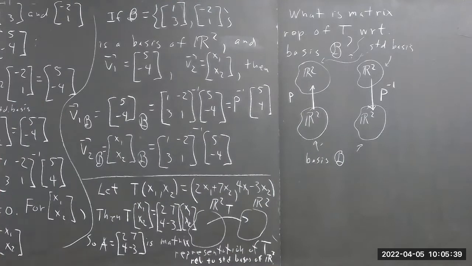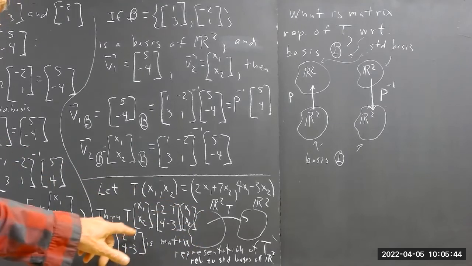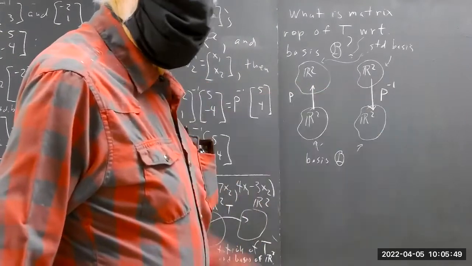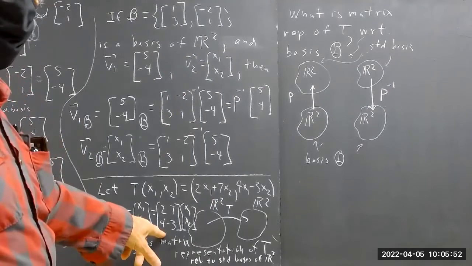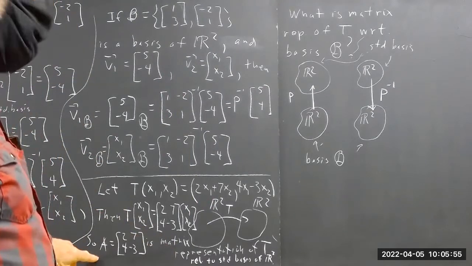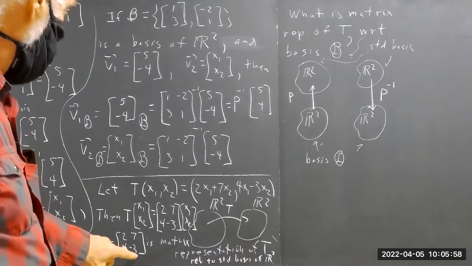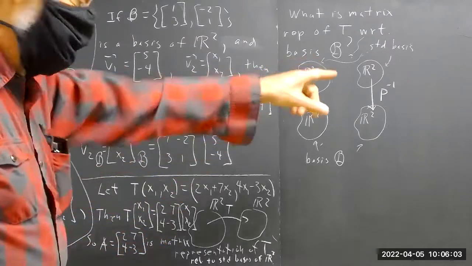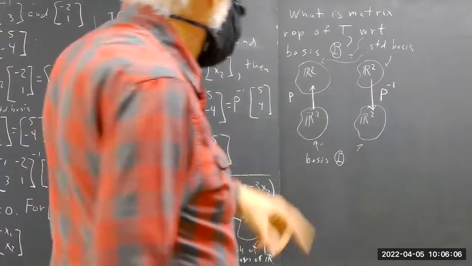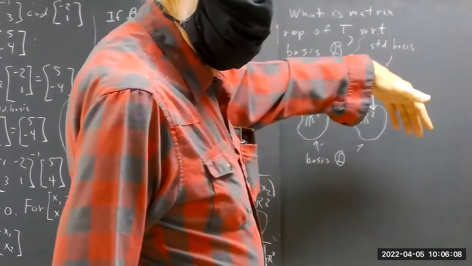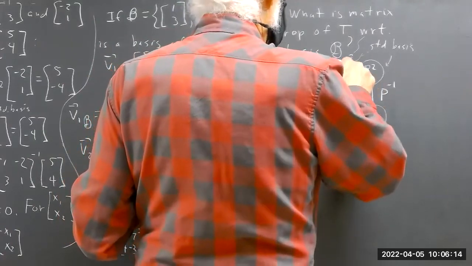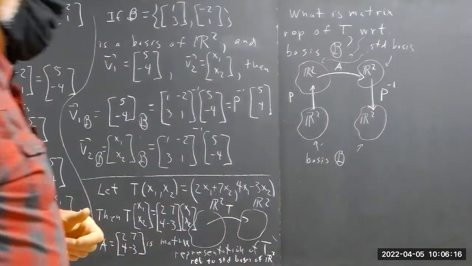Now, we know the matrix that connects the vector here to the vector here with respect to the standard basis. That's just this matrix. And that's our A matrix. A acts on vectors in the standard basis and takes them, the transformed vectors, according to the standard basis. Excuse me. So here we have the matrix A.